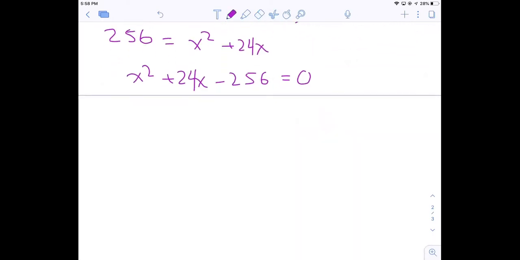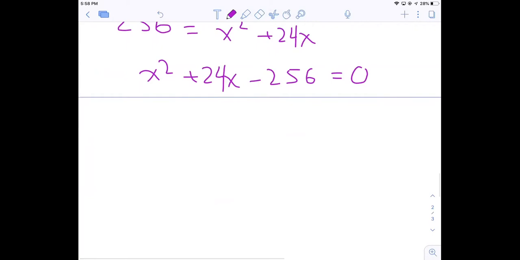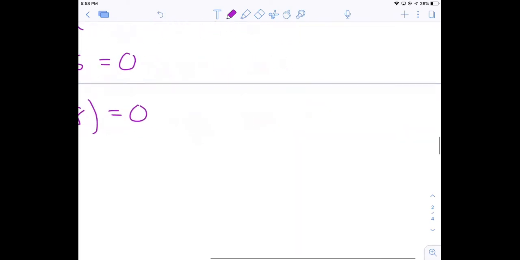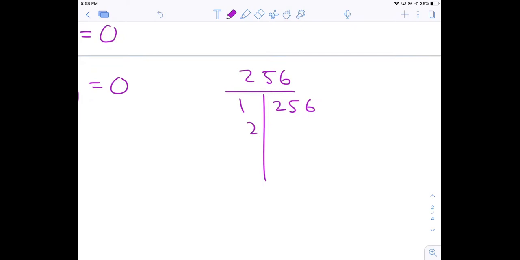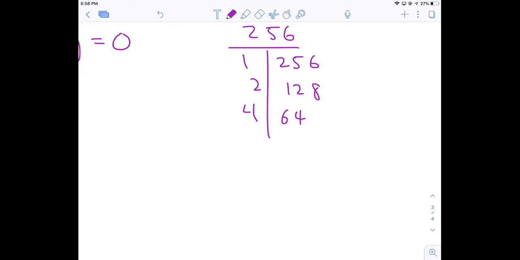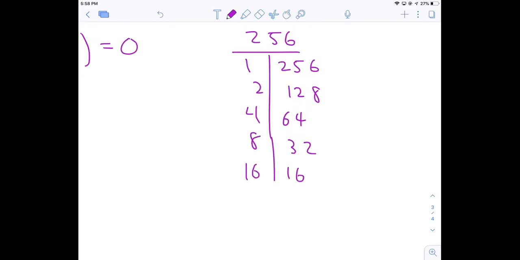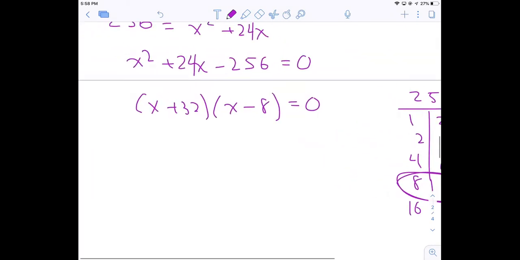And this here, I think, is factorable. 8 and 32 multiplied to negative 256, so I can factor this to x plus 32 and x minus 8 equals 0, right? You would just list out all the factors of 256. It is a pretty big one, so I'm just going to go in order. 1 and 256, 2 and 128, 4 and 64, 8 and 32, and also 16 and 16, right? But that pair of numbers can make 24. So it's going to be positive 32 and negative 8. So I can meet the signs here.